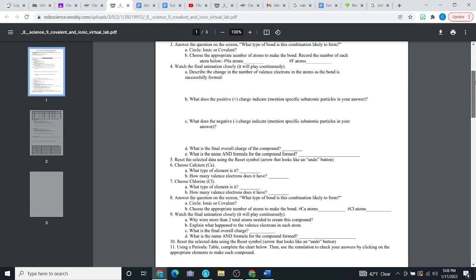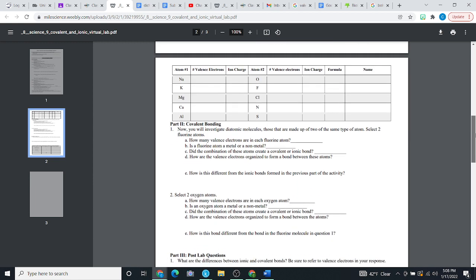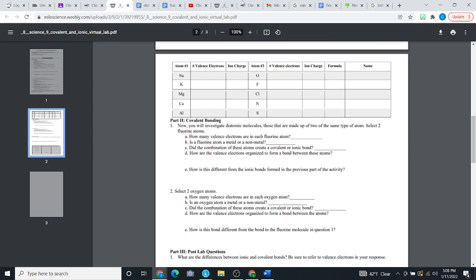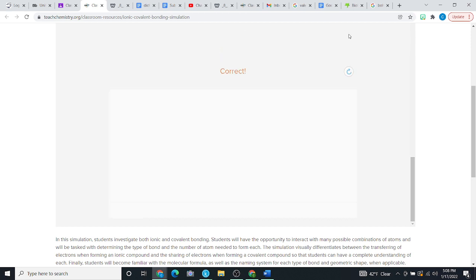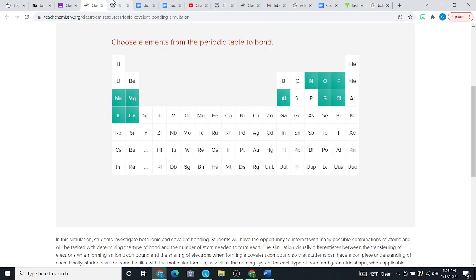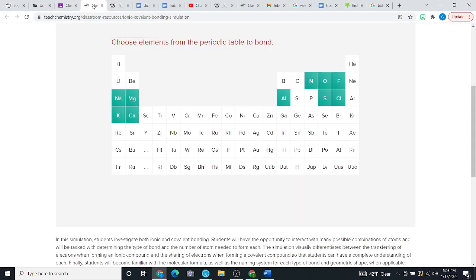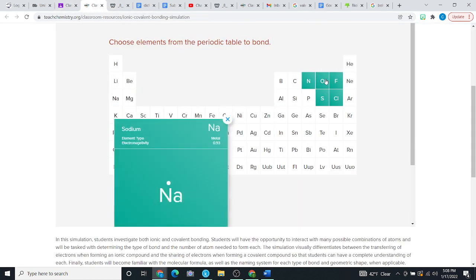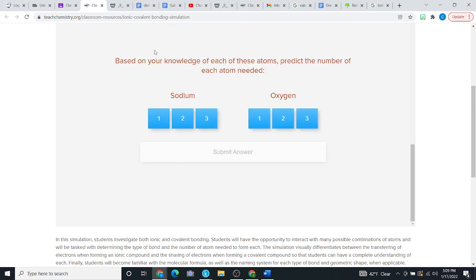All right, so that is how you are going to use this. Now, when you get down here to this chart, you're then going to do sodium and oxygen. Now, to get back to normal, you're going to click this little blue arrow. It's going to reset everything. So to fill out this chart, we're going to use sodium and oxygen. So I'm going to click on sodium. I'm going to click on oxygen. I'm going to fill this out.